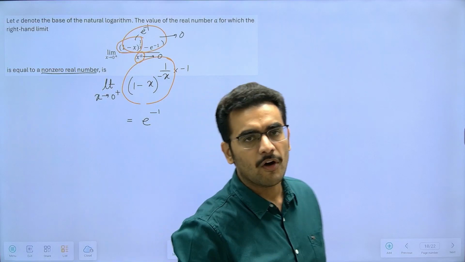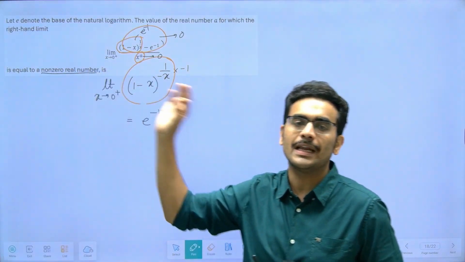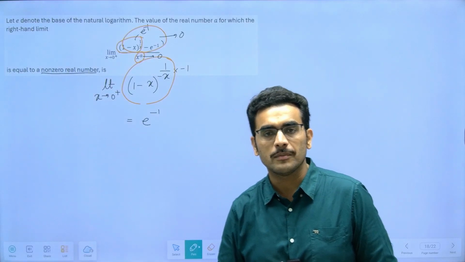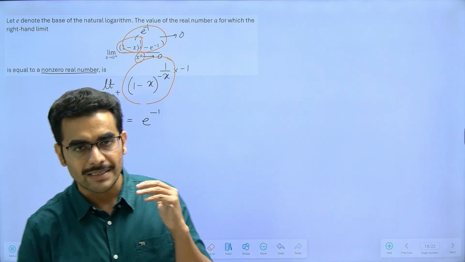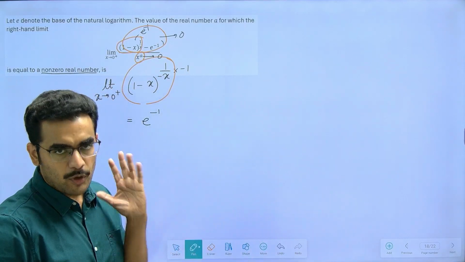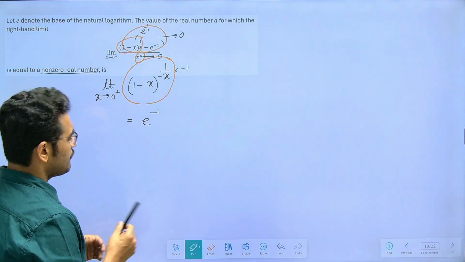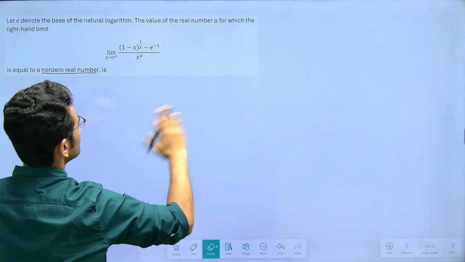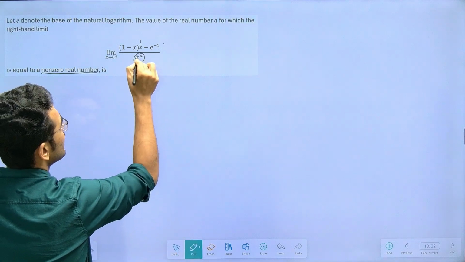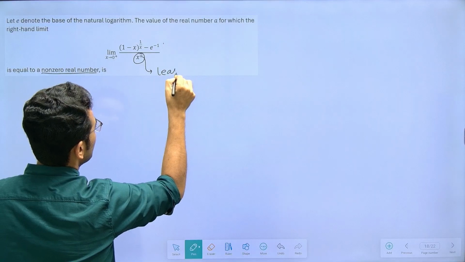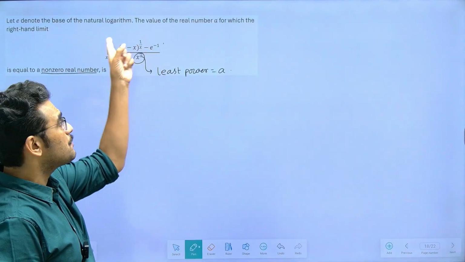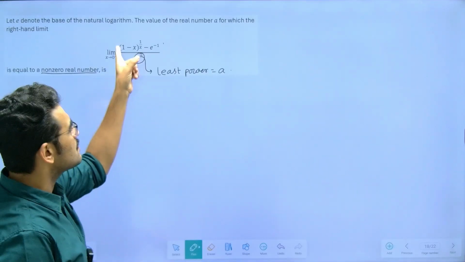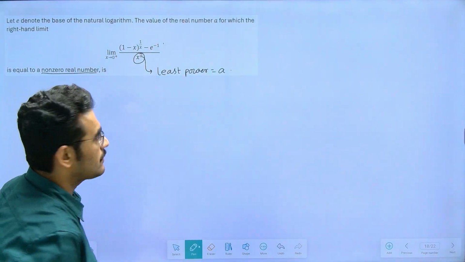So this is a 0 by 0 form and the limit answer is a non-zero real number. When a 0 by 0 form gives you a non-zero real limit value, the least power of x in the numerator and denominator is the same in the expansion or approximation of the function. Here in the denominator we have x to the power a, so the only power of x is a. Since the only power of x is a, we just need to find the least power of x in the numerator. So we need to approximate this function to find the least power of x in the numerator.